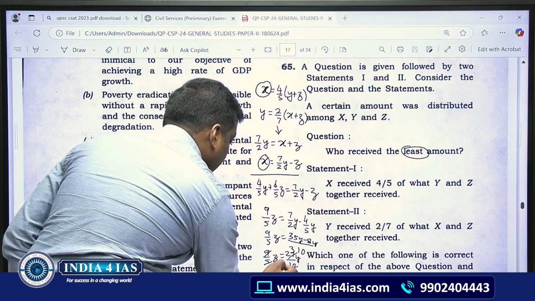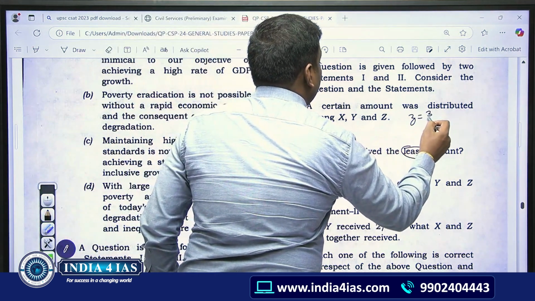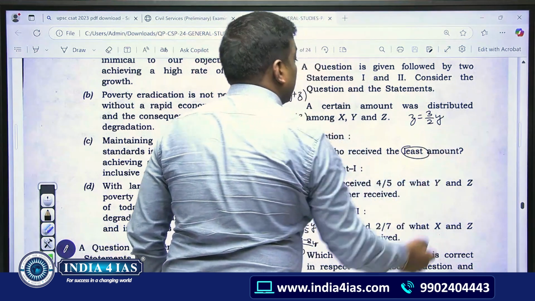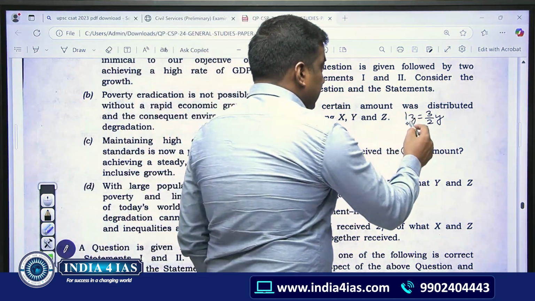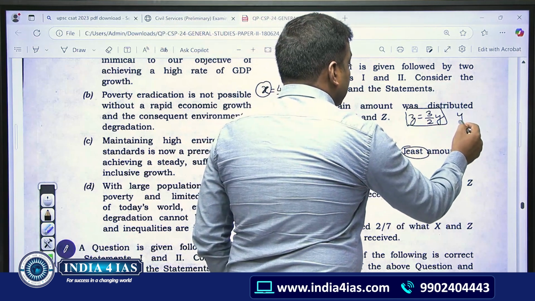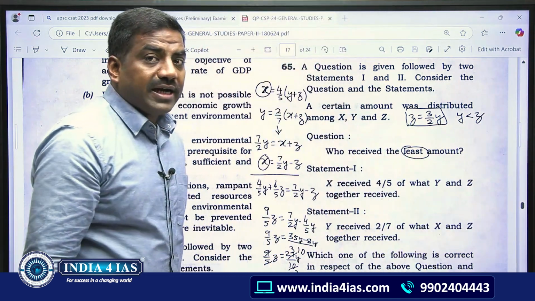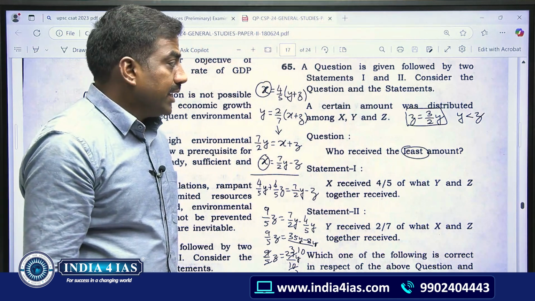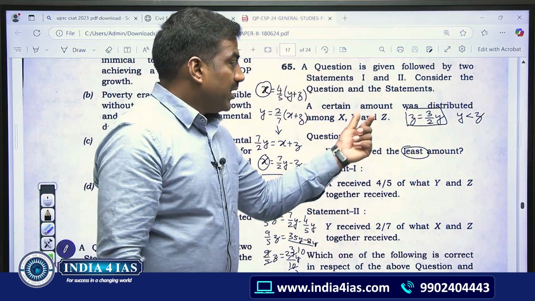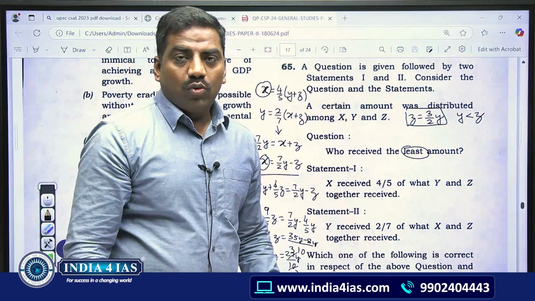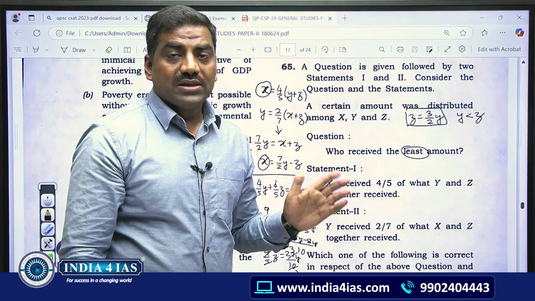So what do we get here? We get z is equal to 3 by 2y. In this case, z is more than y. That means y is less than z. So definitely z is not the contender. But we have to remember this one: between y and z, y is lesser and z is more. Now z I am ruling out because I want the least.